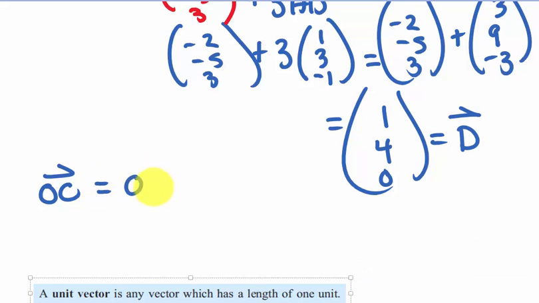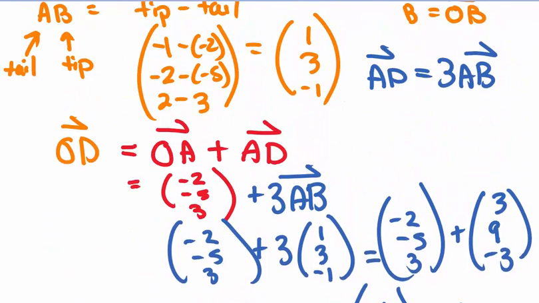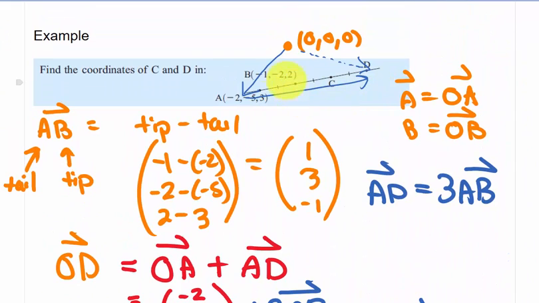Well, we can say that that's the same as the origin to A plus 2 times the distance AB. So if we go back and look, we're saying here, whoops, it's kind of hard to see. From here to here is A, and then we want to know if we add this, AC, that will give us C.